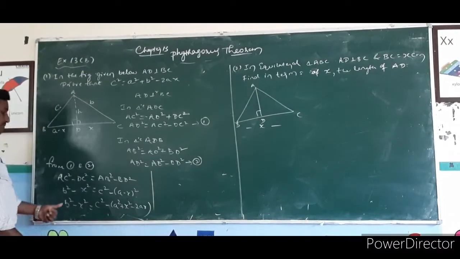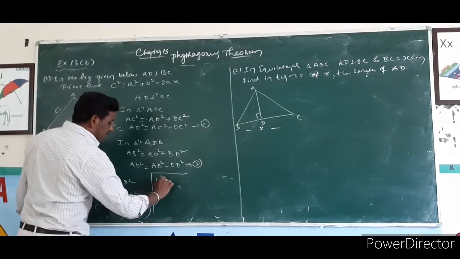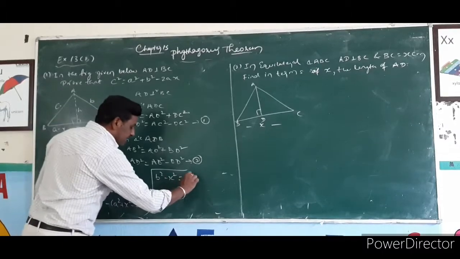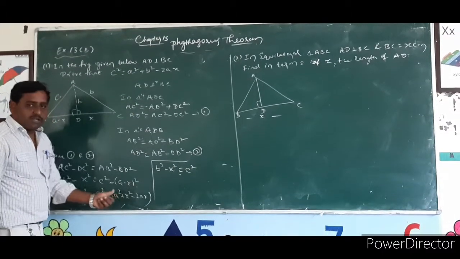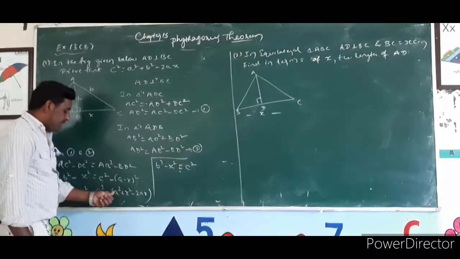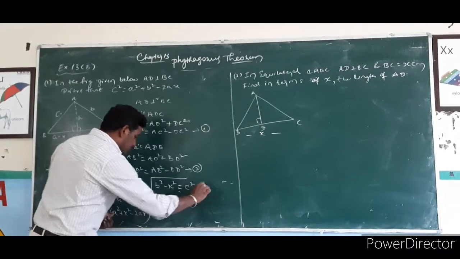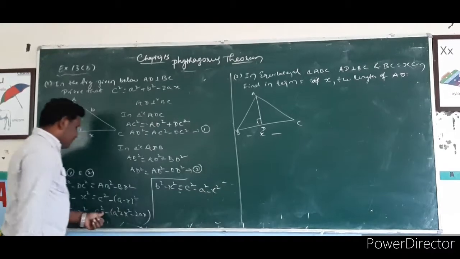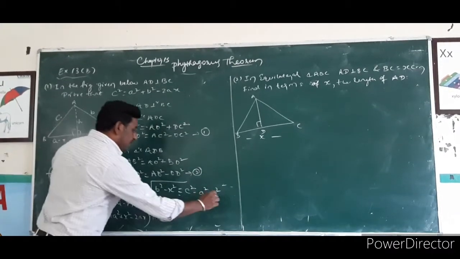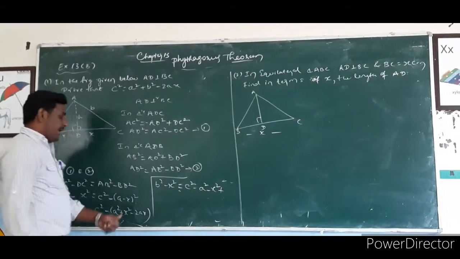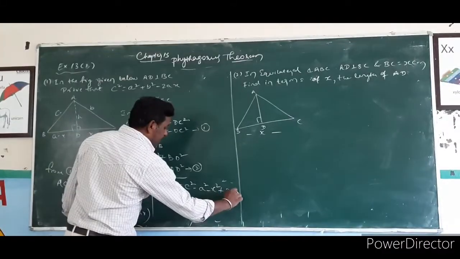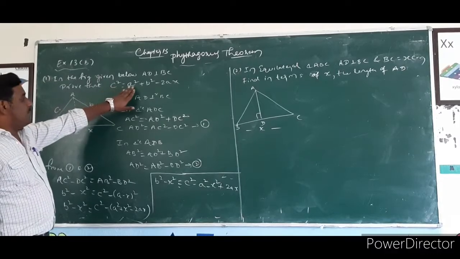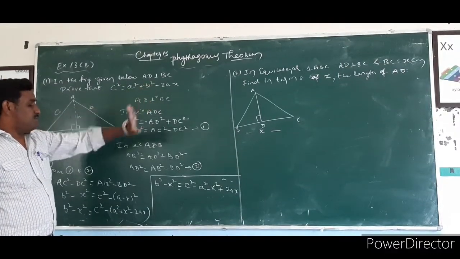Next is b square minus x square, LHS keep as it is. Here c square is there. Multiply the minus sign with all the terms inside the bracket: minus into plus is minus a square, minus into plus is minus x square, minus into minus is plus 2ax. So what you have to prove here? c square is equal to a square plus b square minus 2ax.